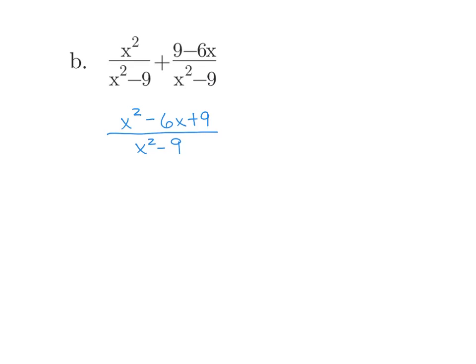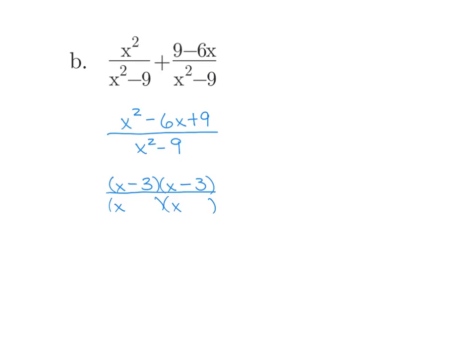From here, I want to go ahead and factor. So the top, this is a perfect square trinomial. Things that multiply to x squared are x and x. Things that multiply to 9 are 3 and 3. Positive 9 tells me same signs. We are combining to a negative 6, so they are both going to be negative. That's my numerator.